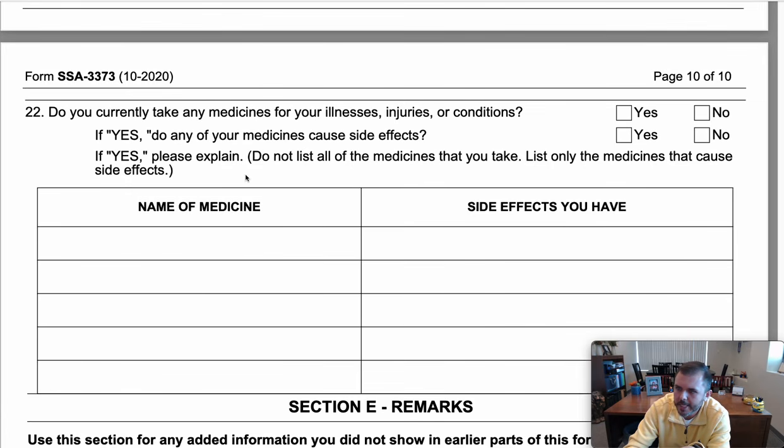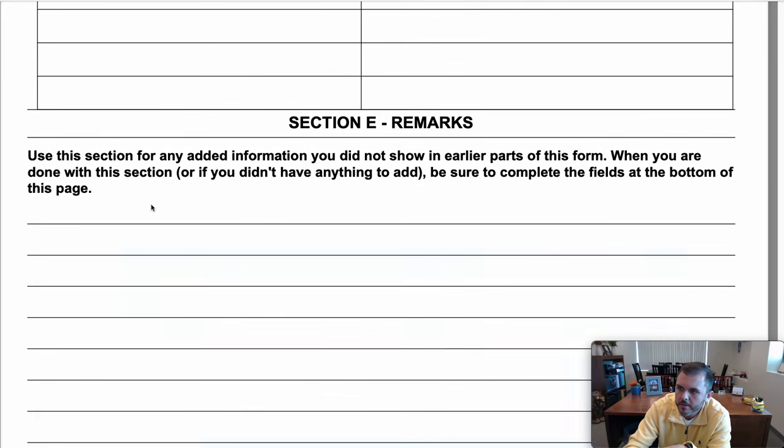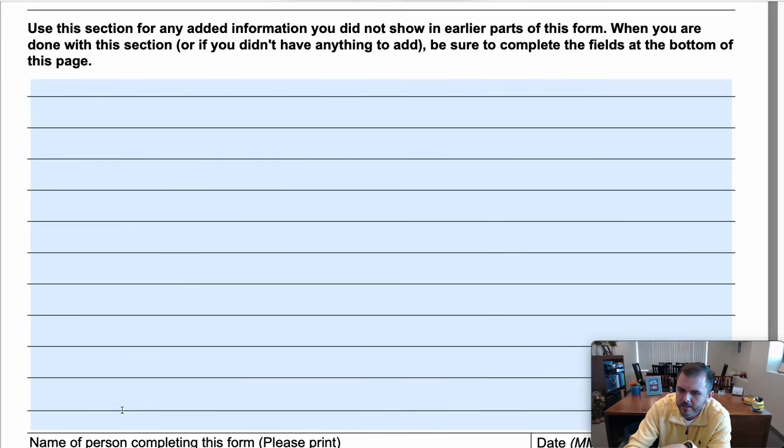22, medications list and side effects you have. They only give you room for 5. If you need to, attach a separate sheet of paper with additional medications on that. Again, this is where you can leave remarks, and they give you no fewer than 11 lines to hang yourself with. You better believe that anything you put in the remarks, they're going to compare with your earlier answers. So I would leave this blank.